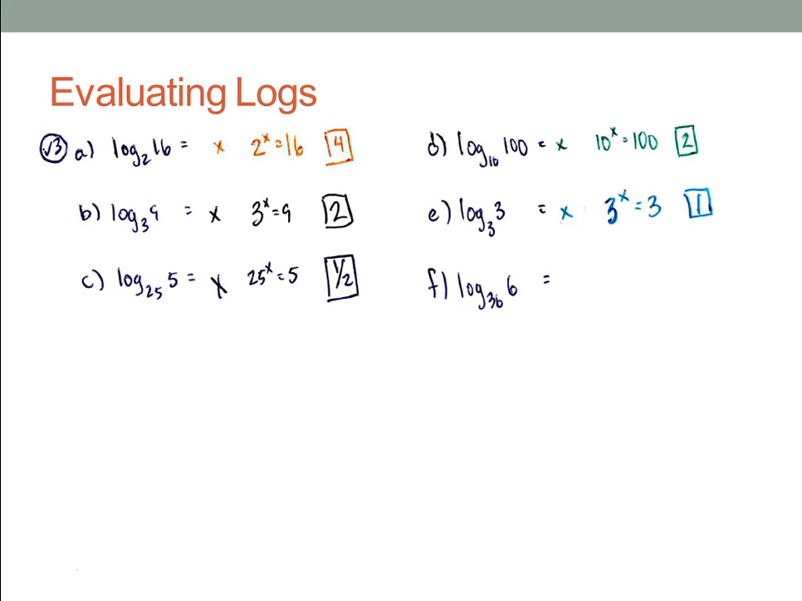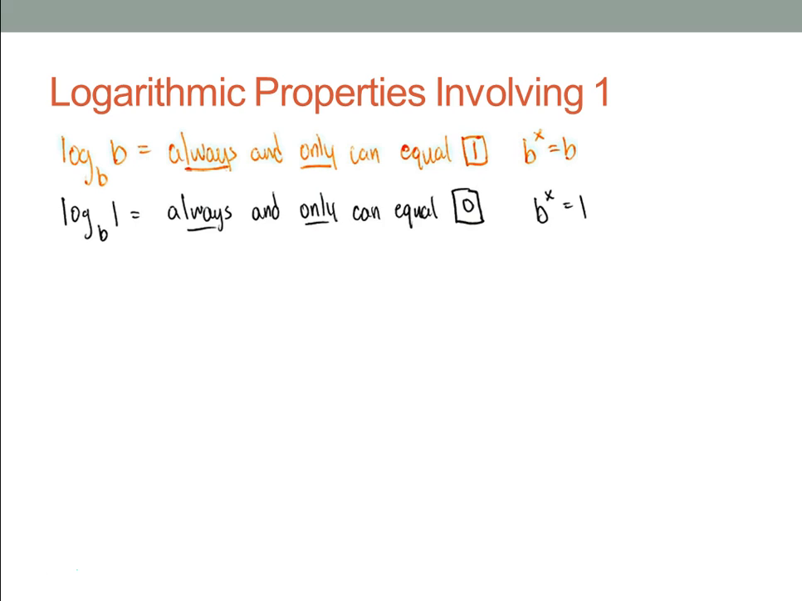And our final example here is something much like the earlier one. So 36 to the what power is equal to 6. Looks just like our 25 to the what power is equal to 5. And of course, if you're screaming at your screen, 1/2, 1/2, 1/2, you are indeed correct. It is 1/2. So let's talk about these logarithmic properties involving 1.